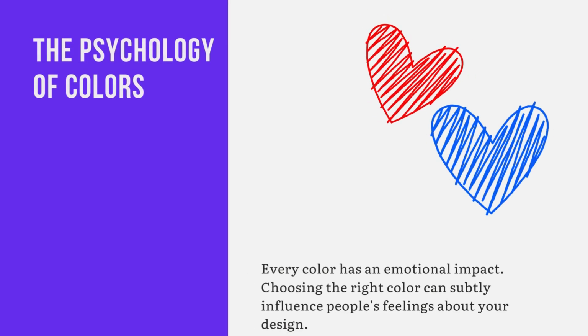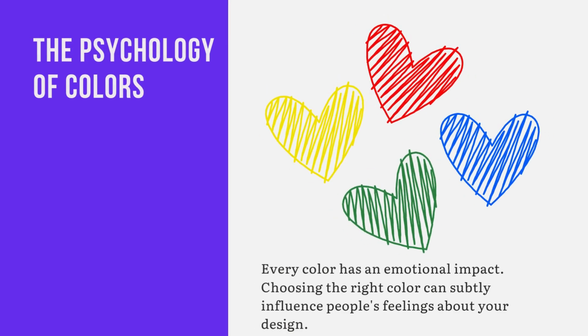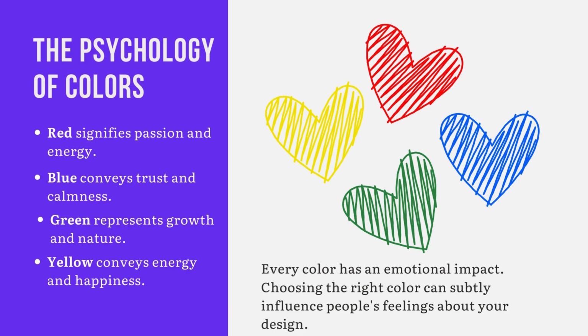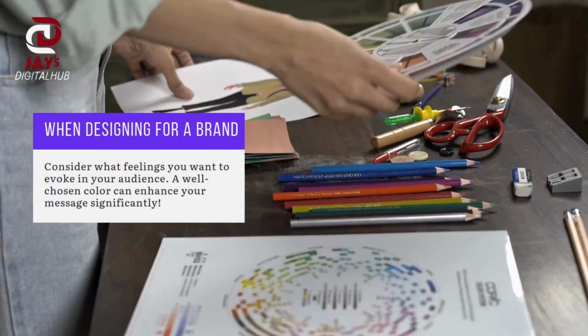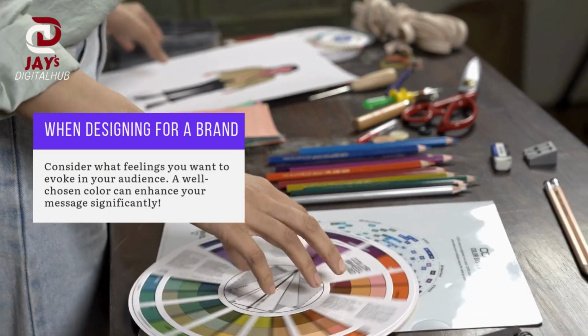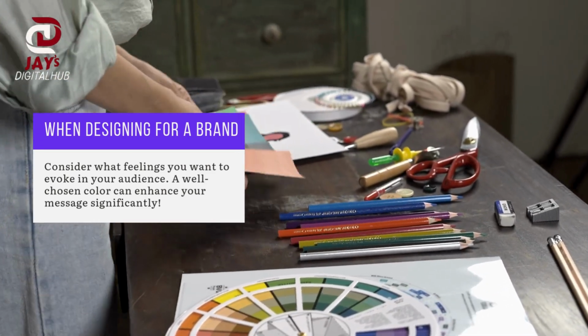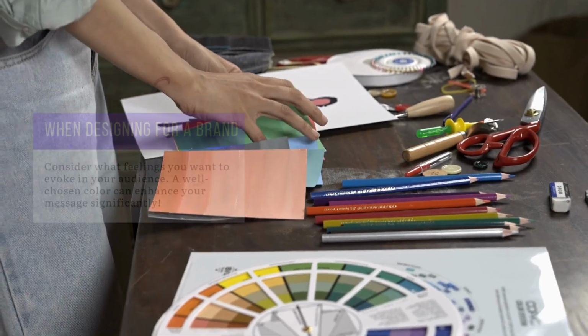Every color has an emotional impact. Choosing the right color can subtly influence people's feelings about your design. For instance, red signifies passion and energy. Blue conveys trust and calmness. Green represents growth and nature. And yellow conveys energy and happiness. When designing for a brand, consider what feelings you want to evoke in your audience. A well-chosen color can enhance your message significantly.